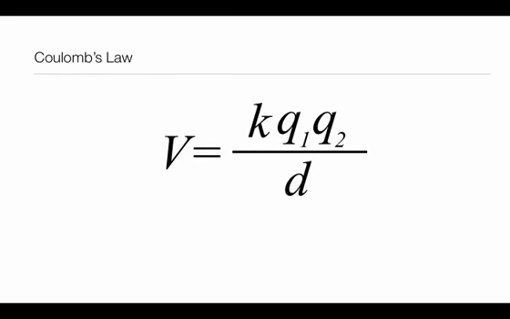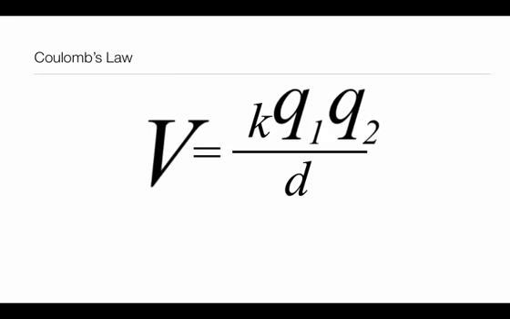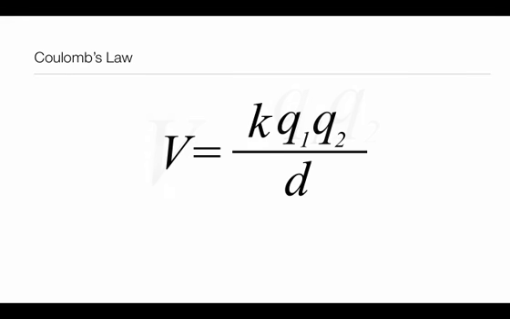This law basically makes two statements. The first statement is that the force of attraction or repulsion is directly related to the charges of the particles. If the charges of the particles increase, one or both, then the force of attraction or repulsion is going to increase as well. The other statement is the relationship between the force of attraction and the distance between the particles. As the distance between the particles increases, the force decreases, and this is an inverse relationship.